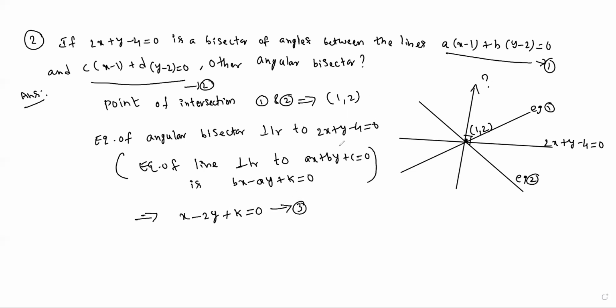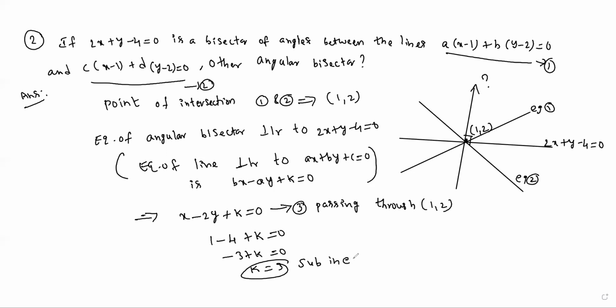Call this equation 3, which we don't know yet. This equation passes through the point 1, 2. Substitute x value 1 and y value 2: 1 minus 4 plus k, that is minus 3 plus k equal to 0. What is the k value? 3. Substitute this 3 in equation 3. Now what do you get as the equation of the other bisector? x minus 2y plus 3 equal to 0. This is the answer for this question.